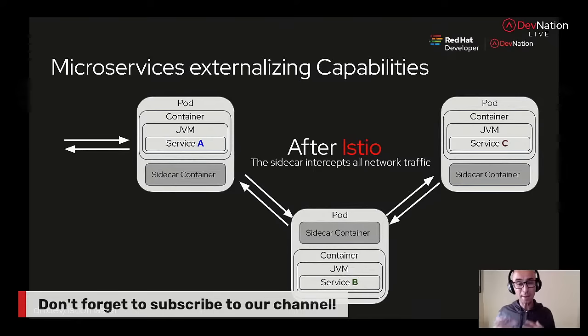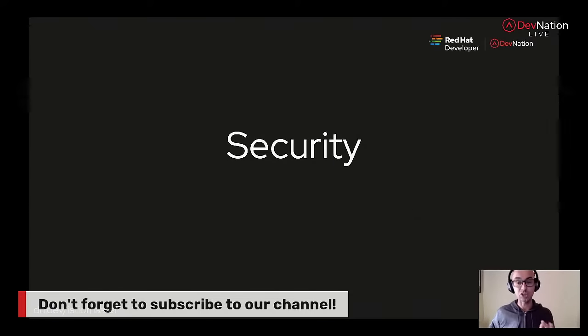And what's really happening with Istio is that this sidecar container intercepts all the network traffic, which means that we can manipulate the traffic in this sidecar container. We can reroute it however we want. We can encrypt the traffic. We can protect the traffic. We can make traffic valid or not, depending on some rules. Okay, and this is exactly what happens with Istio.